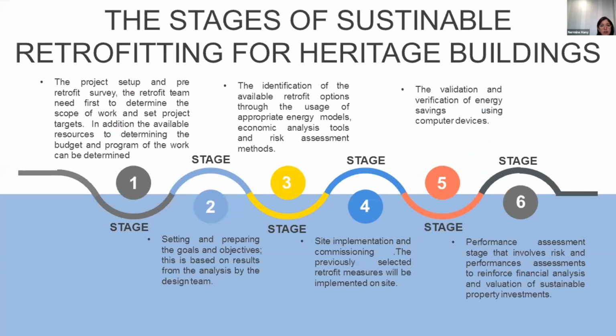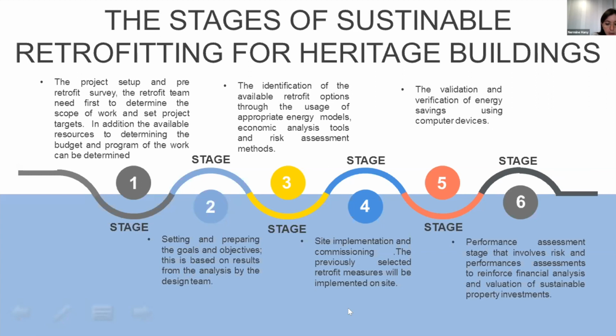The stages for sustainable retrofitting for heritage buildings consist of 5 stages. The first stage is the project setup and pre-retrofit survey. The retrofit team needs to first determine the scope of work and set the project targets. The second stage is setting and preparing the goals and objectives based on the analysis by the design team. The third stage is the identification of the available retrofit options through the usage of appropriate energy models, economic analysis tools, and risk assessment methods.